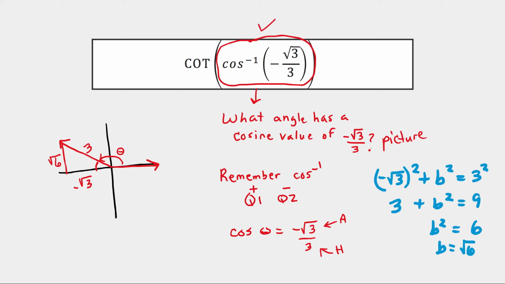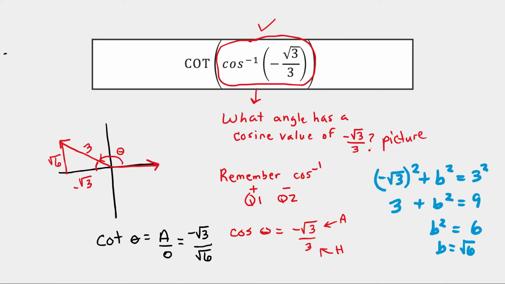All right, so the last thing I need to do is actually do the calculation for cotangent based on that angle. So cotangent is going to be adjacent over opposite. So we'll take our adjacent side, which is going to be negative square root of 3, and we'll take our opposite side, which is going to be the square root of 6. Okay, now we have a little work to do because we know that we can't leave that radical in the denominator.